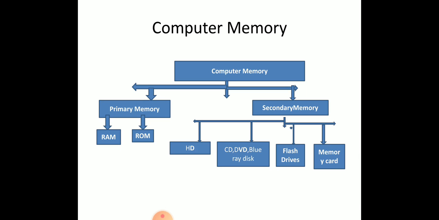Next topic is computer memory. There are two types of computer memory: primary memory and secondary memory. Primary memory: RAM and ROM. Secondary memories are hard disk, CD, DVD, Blu-ray disc, flash drive and memory card.